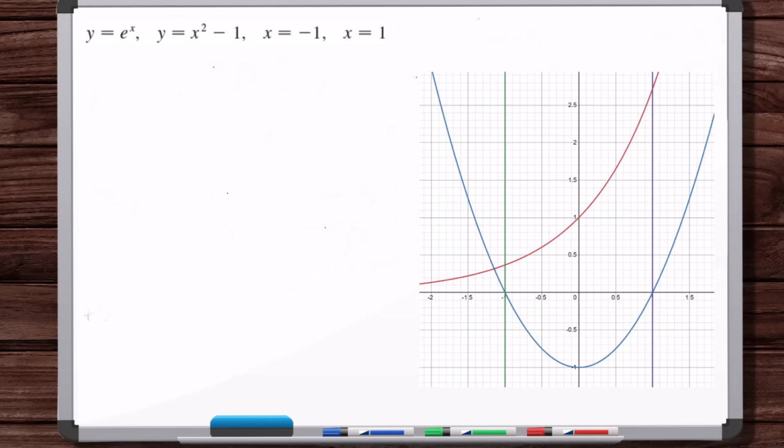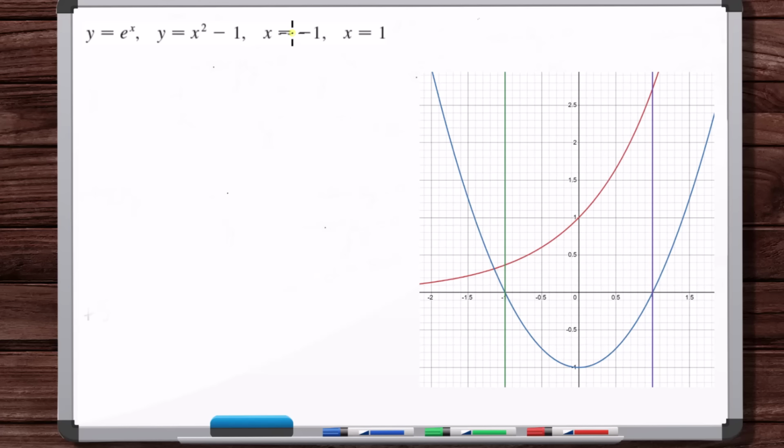In this video, we're going to work example problems related to finding areas between curves using integration. So we'll be given a set of curves, two or more curves, and we want to find the area contained within those curves. So here, this red curve is y is equal to e to the x. This blue curve is y is equal to x squared minus 1. And then here's x is equal to minus 1. And then here's x is equal to 1. And for this problem, we want to find this area.